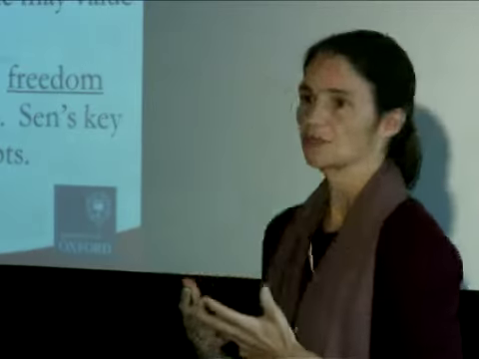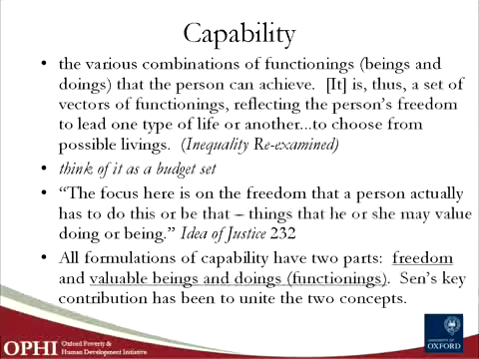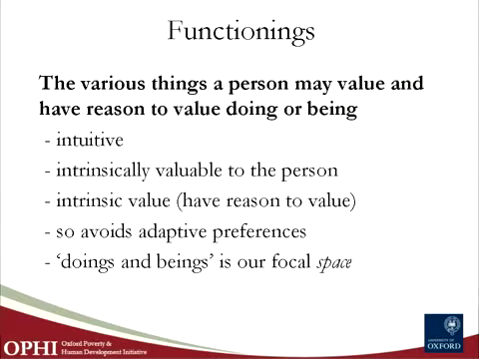My observation, and I'll signal some of how this is different from others, how they present the capability approach, is that in Sen's writing, all formulations of capability have two parts, freedoms and functionings. And one of his distinctive contributions has been to unite the two concepts, although in a different way than Martha Nussbaum does. So the same words have different meanings for these two authors, if you want to be a bit particular about it. So I'll go through each of them one by one.